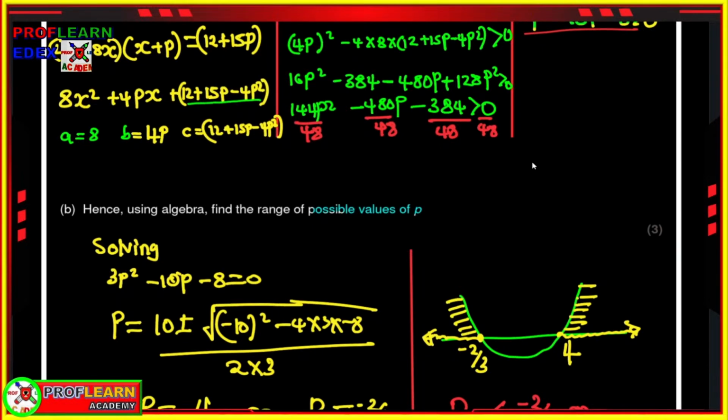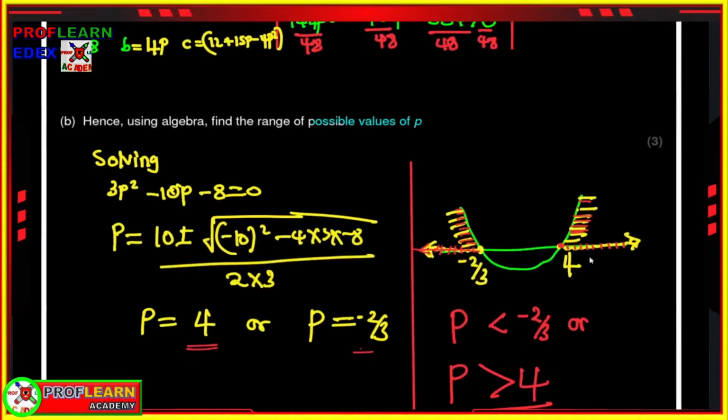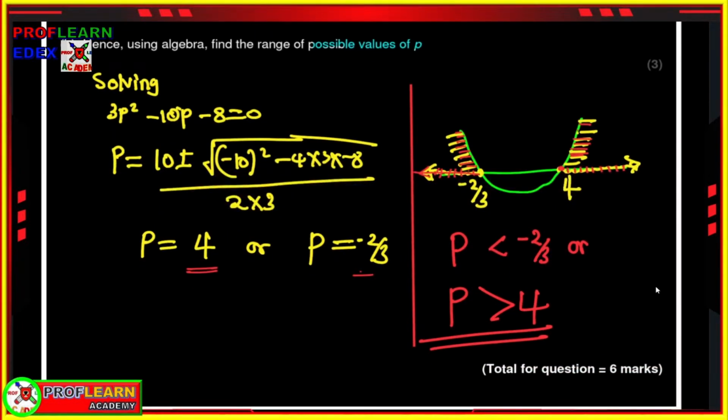If it's greater than 0, it means we want the part of the curve on the upper line. So the values of p that satisfy the upper line are the values on both sides. It's when p is less than -2/3 or p is greater than 4, and that becomes the range of values of p.